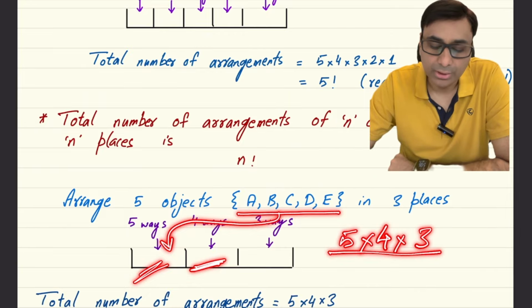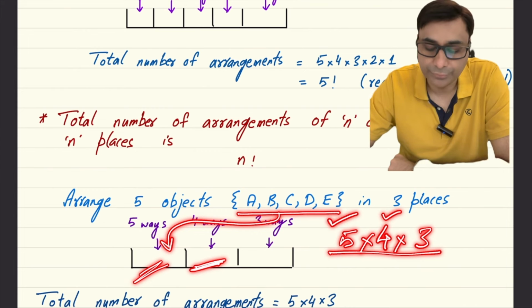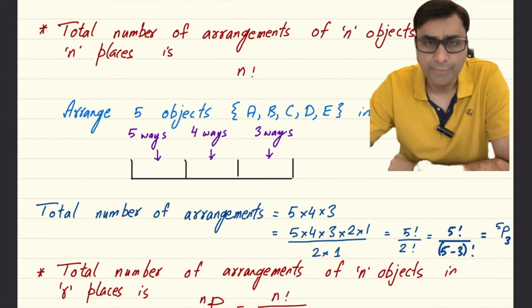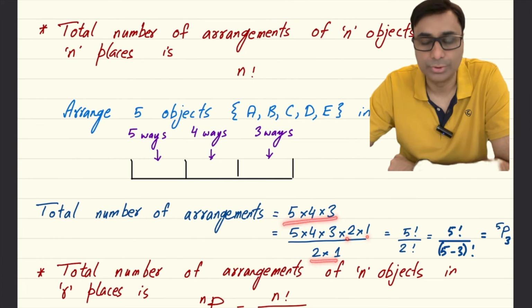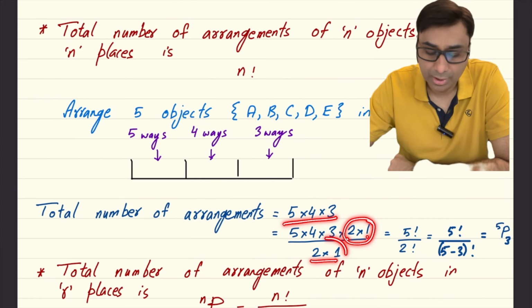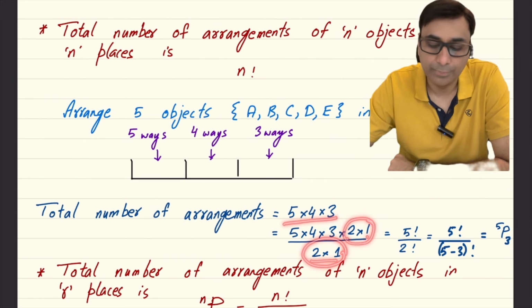If I have to arrange 3 objects out of 5 objects, the number of possible ways of arrangement would be 5 into 4 into 3, and that gets you the total possible number of arrangements. We wish to generalize it. So if I have something written down as 5 into 4 into 3, I can also write it down as 5 into 4 into 3 into 2 into 1 divided by 2 into 1. So I've actually multiplied by the numbers which were missing to write it down as a factorial, and since I multiplied that, I would have to divide as well.